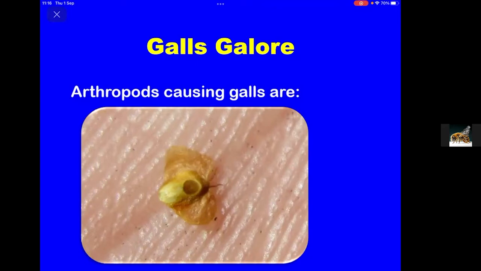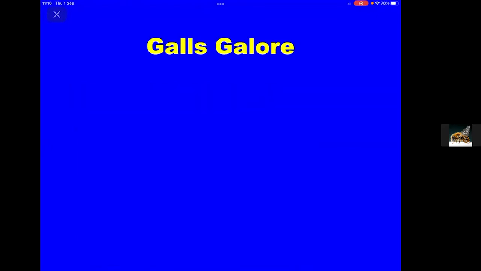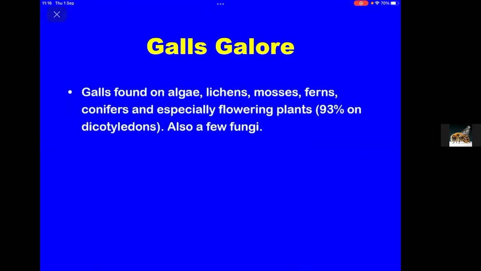There are, though, plenty of galls on herbaceous plants. Sometimes they can be quite obvious, like one you'll see later on thistles. But you often need to get down on your hands and knees to look for those and to find them. But if you look, you will certainly find them. So galls are found on a whole range of plants, also on a few fungi, but you can see the vast majority are on dicotyledons. There are some important galls on grasses, but most of them are on dicots.